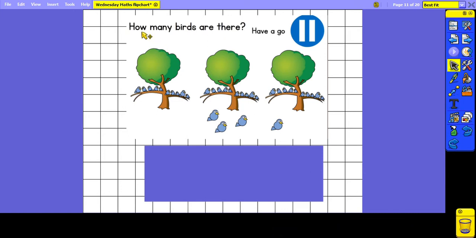This time the question says, how many birds are there? So we've got some birds here sitting on some branches, and then there are some more birds here. So we need to count how many there are on each tree, first of all, and then count the extras. So pause the video now and have a go.